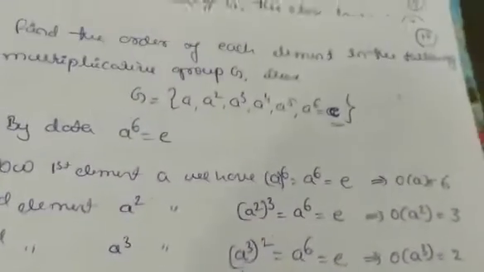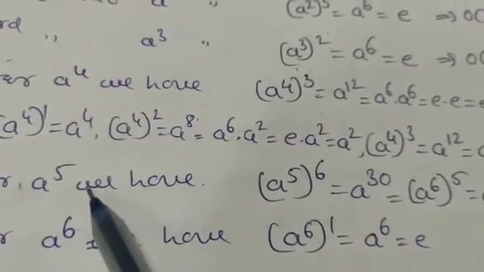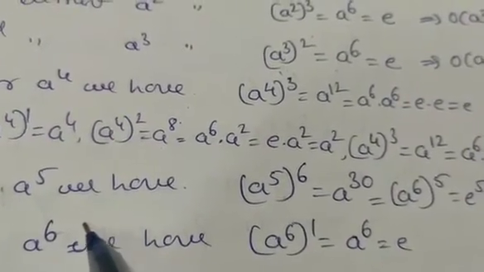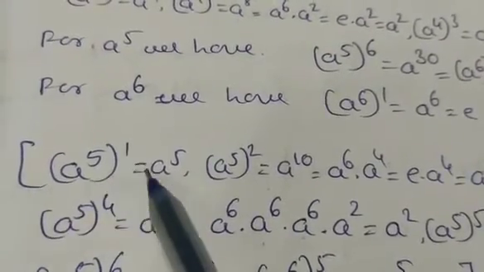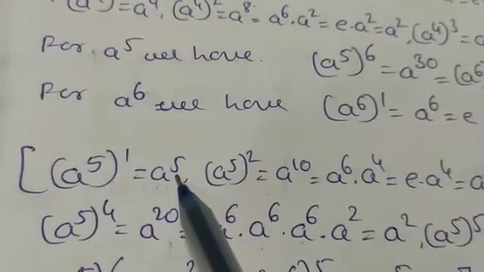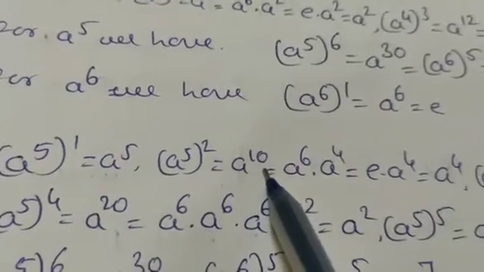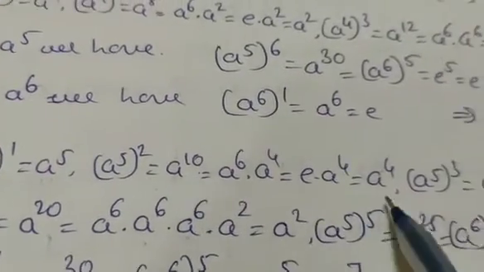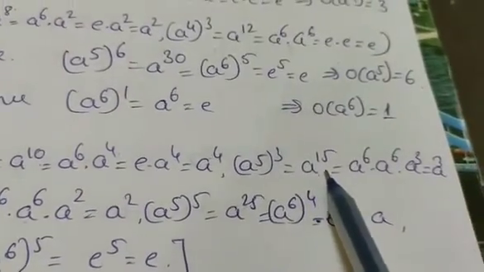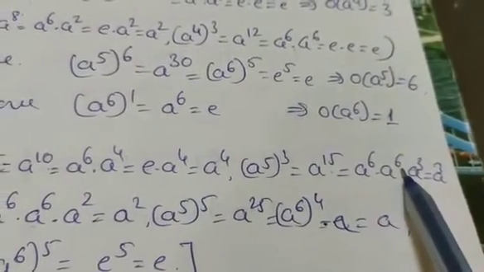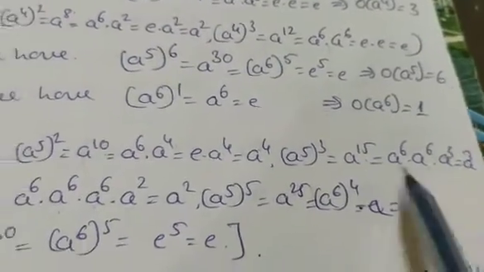And lastly a raised to 5. So here also you have to raise the power of a raised to 5 so that you should get here e. So here, you verify: a raised to 5 to the power of 1 is a raised to 5. We want e here. A raised to 5 square is a raised to 10. So a raised to 10 is also not a multiple of 6. And a raised to 5 cube is a raised to 15. A raised to 15 means here it is a raised to 6 into a raised to 6. You have to convert in a raised to 6 only, because a raised to 6 value is e. It is also not like that here.